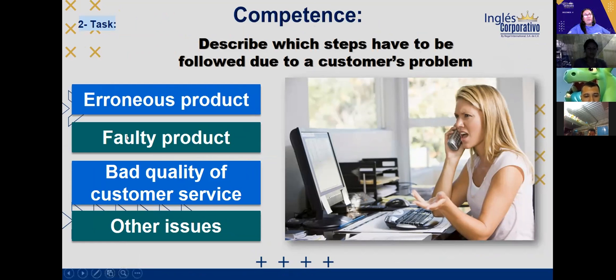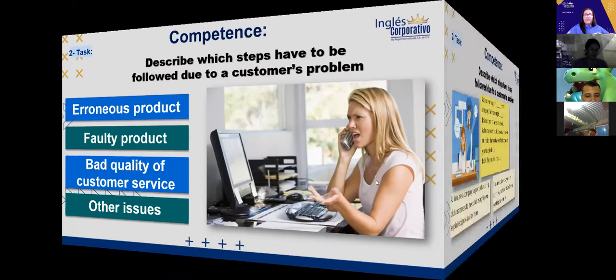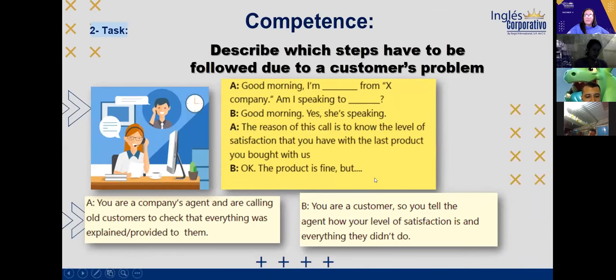So these are some other situations, like a faulty product, when the product is damaged or it's broken. Or bad quality of the customer service, so you are complaining about the agent's way of attending the customer, and other issues, okay? So those would be some examples. Then describe which steps have to be followed due to a customer's problems.